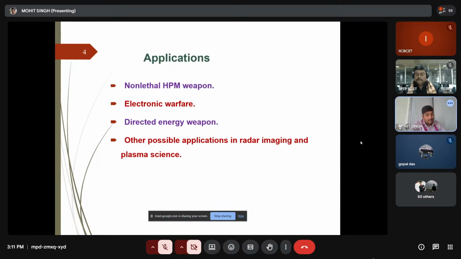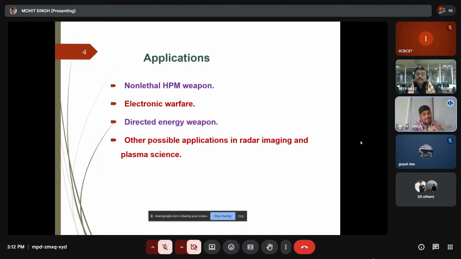Okay, now what is a directed energy weapon? Those weapons which carry energy or power, or which radiate, are called directed energy weapons. It is not injecting materials, it is not injecting nuclear material or anything. It is radiating the power. Those weapons are called directed energy weapons.